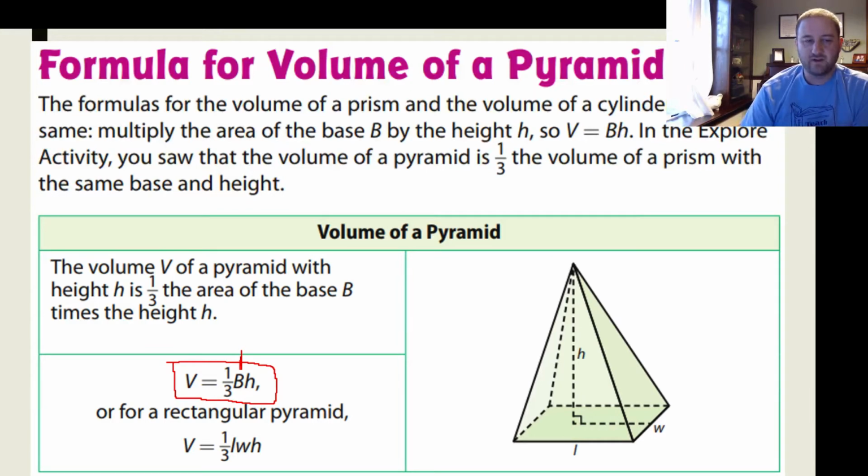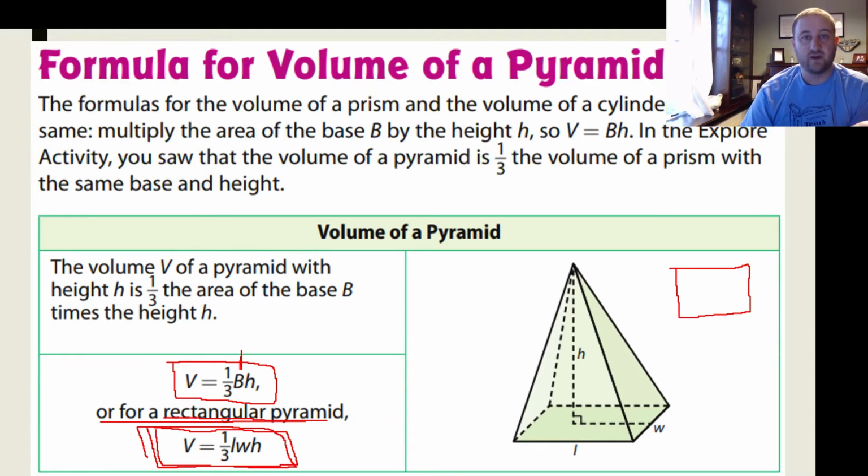So if you have a square or a rectangular pyramid, this right here is the formula you want to use. Volume equals 1/3 length times width times height. If you have a square or a rectangle, remember how to find the area of a rectangle? It's the length times the width. You take this side times that side.